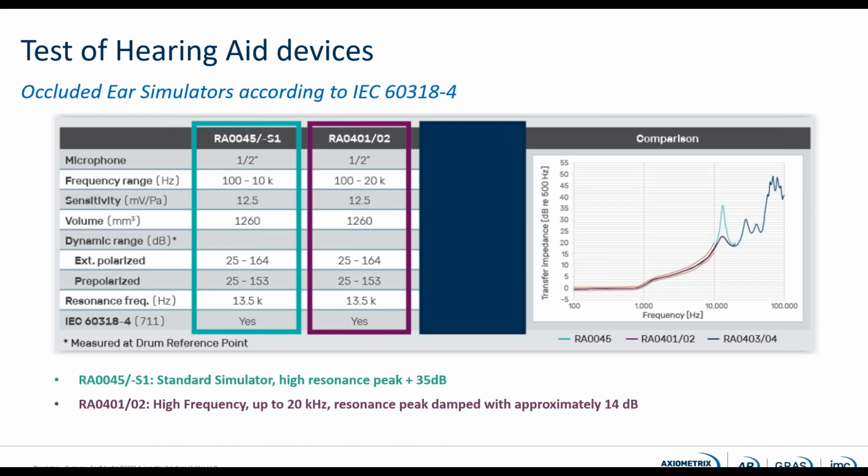With the standard ear simulator, we do also have a resonance frequency. If you look at the green curve, then you can see a huge resonance frequency, which is about 35 dB in peak. It's a half-wave resonance we have in this ear simulator.